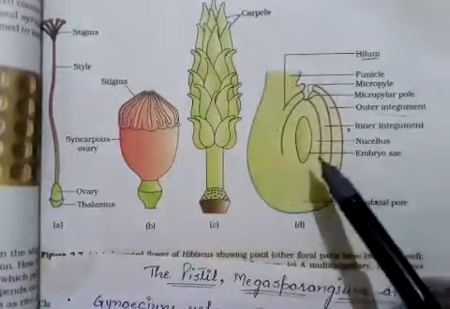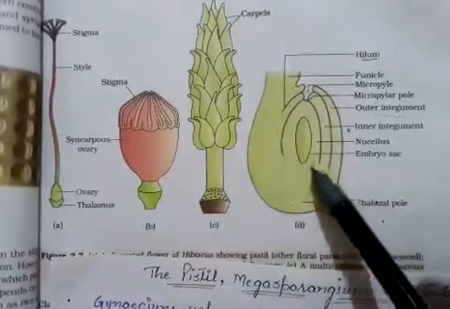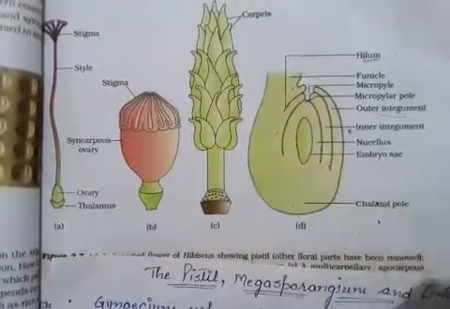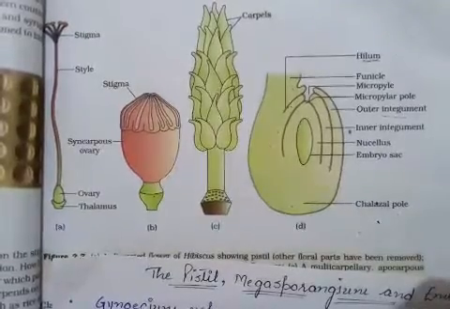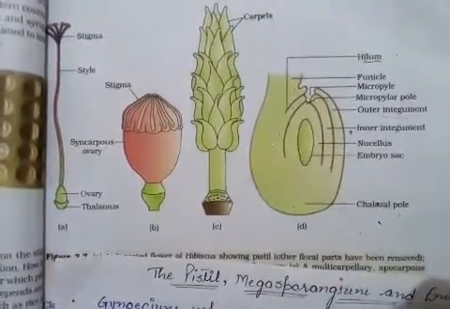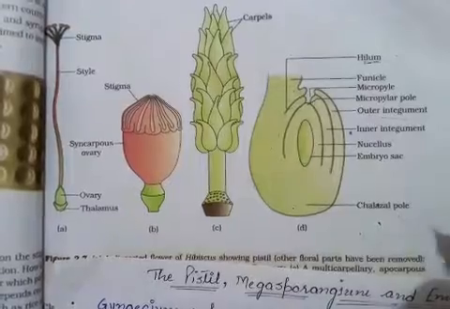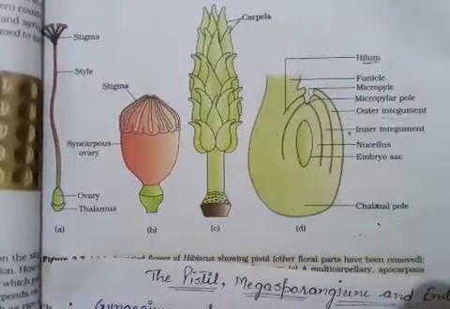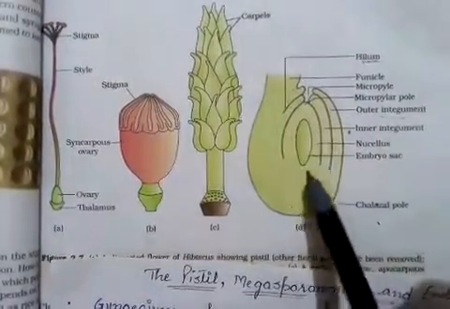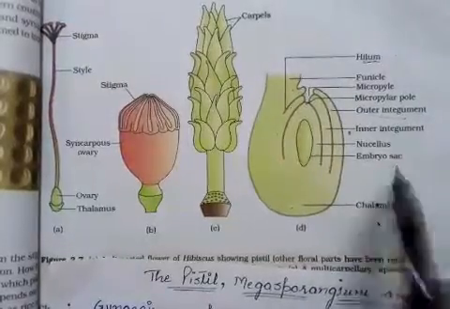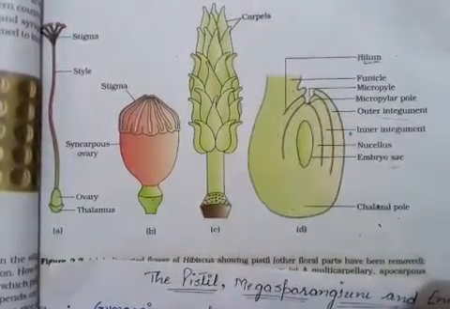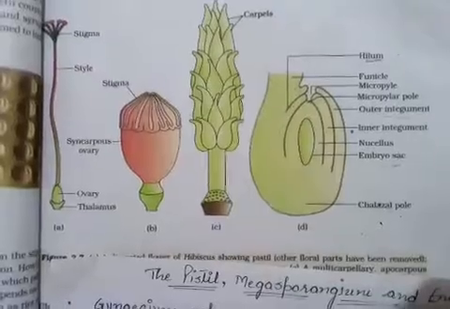Inner to this, there is the presence of the nucellus. Nucellus is a kind of nourishing tissue which provides nourishment to the growing embryo, and it is present just inside the integuments. Ultimately, the central part represents the embryo sac, and the embryo sac is the unit which generally represents the female ovule.